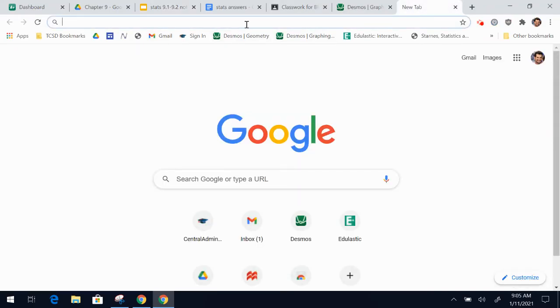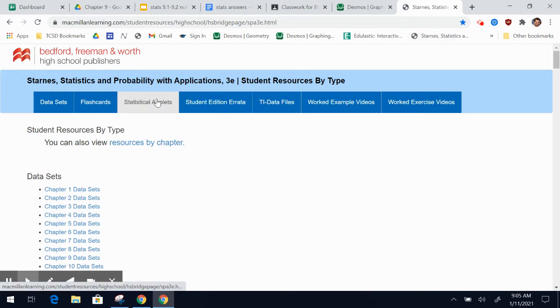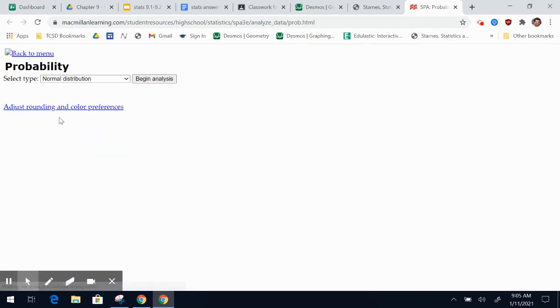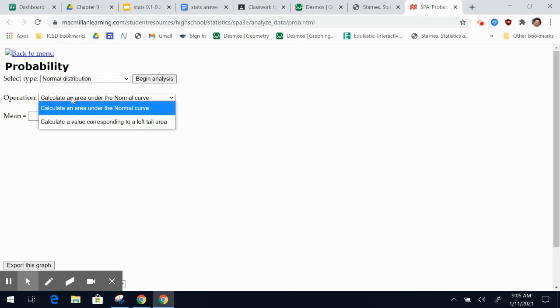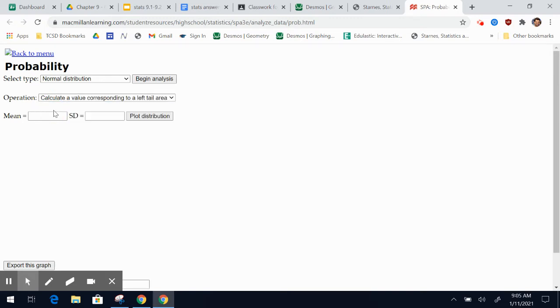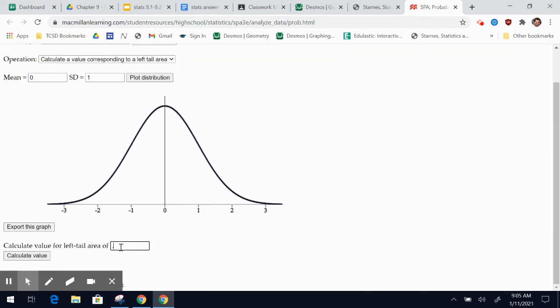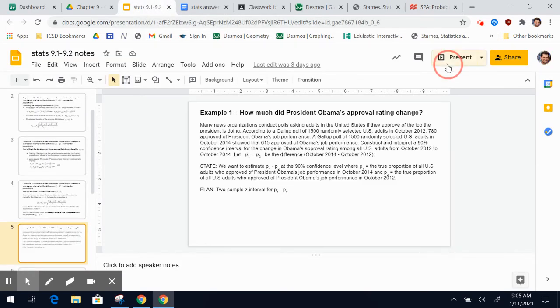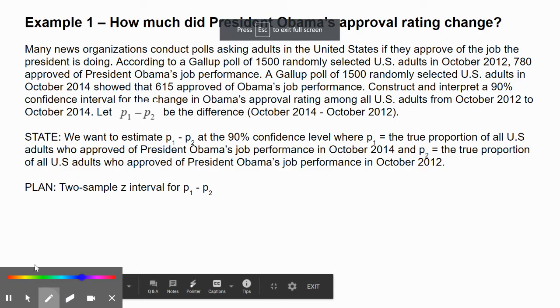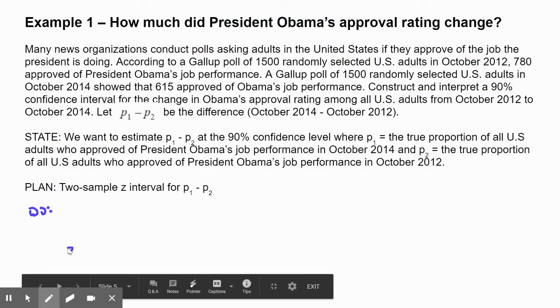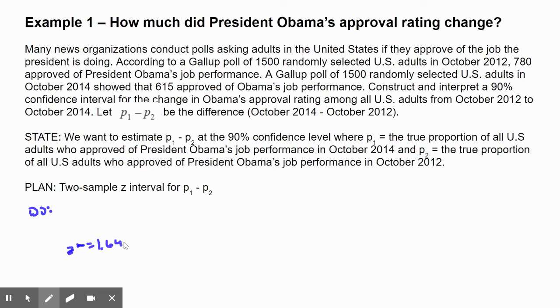Okay, so let's go to the stats applet. Probability, normal distribution. So here's where you're trying to find a value, right? Your mean and standard deviation are always 0 and 1 for the standard normal curve. And my left tail area is 0.05. I calculate that value, negative 1.645. I take the positive 1.645. So that's z star, positive 1.645.